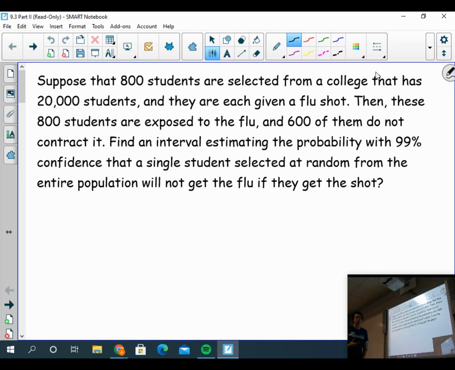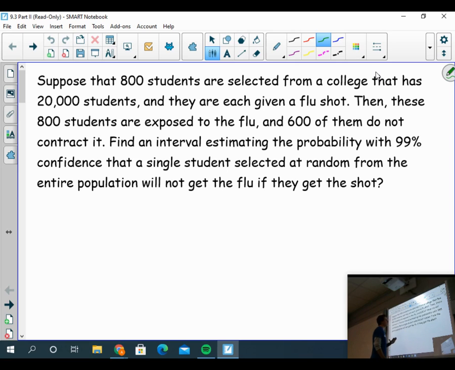So how are we going to practically solve 9.3? Well, we'll run through an example here, and then if you want another example, shoot me an email and let me know. Otherwise, I think after going through this example, you'll see it's pretty straightforward and you can move into the practice. So suppose that 800 students are selected from a college that has 20,000 students and they are each given a flu shot. Then these 800 students are exposed to the flu and 600 of them do not contract it. Find an interval estimating the probability with 99% confidence that a single student selected at random from the entire population will not get the flu if they get the flu shot.